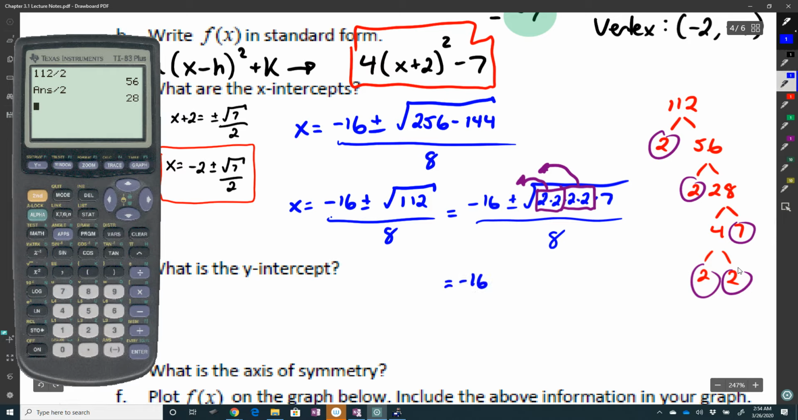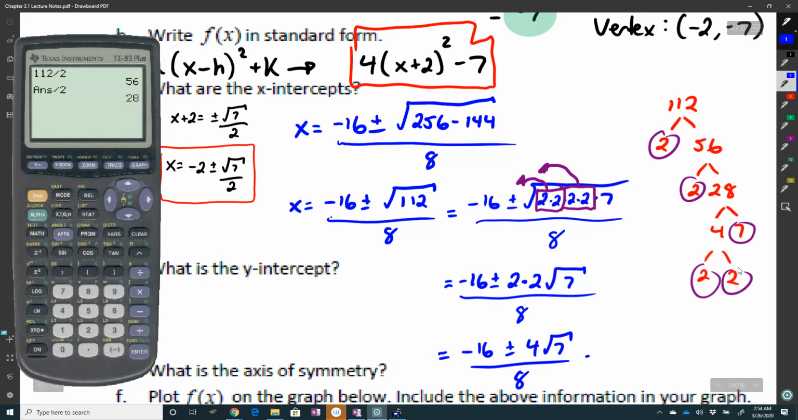So we have negative 16 plus or minus 2 times 2, because both of those got to leave, as 1, 2. And then times square root of 7, because that's stuck underneath the square root. So negative 16 plus or minus 4 square root of 7 all over 8. And you divide each of them by 8. So negative 16 over 8 is negative 2. 4 over 8 is 1/2. So that's square root of 7 over 2.